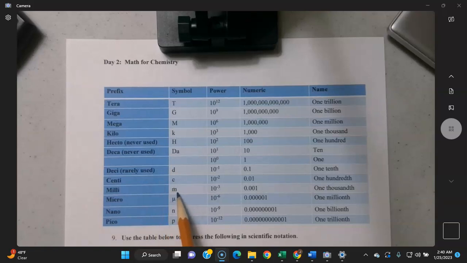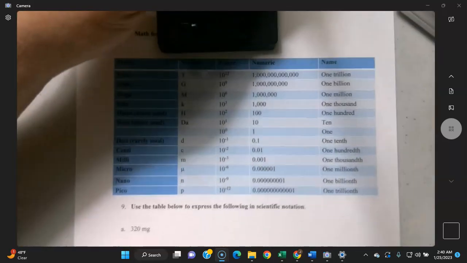Okay, milli is a small m. So if it's a meter, it's millimeter, mm. It's 10 to the minus 3. It's 1/1000th of a meter. Micro is this little symbol right here, the Greek letter mu. It's 10 to the minus 6. It's 1/1,000,000th of a meter or a gram. Nano is 1/1,000,000,000th right there. And pico is 1/1,000,000,000,000th right there. Okay, so let's do a couple of these.